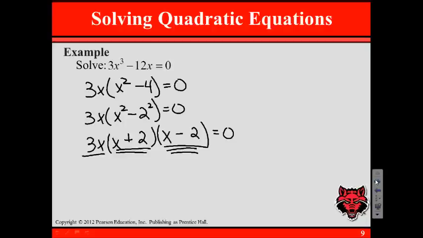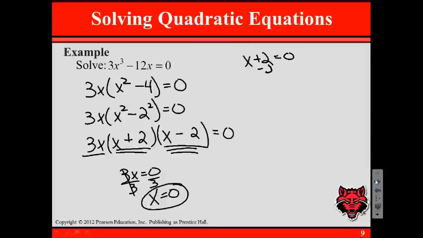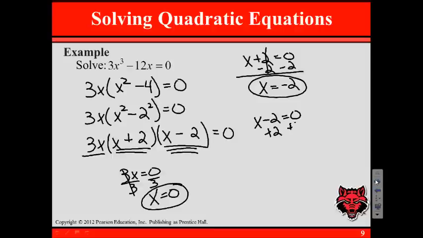We start with the first. We have 3x equals 0, so we divide both sides by 3, and that gives us x equals 0. That's our first answer. We then move to the second factor. X plus 2 equals 0. We subtract 2 from each side. The 2's cancel on the left, and we have x equals negative 2. That's our second answer. And we set our third factor equal to 0. We add 2 to both sides, and it leaves us with x equals 2.